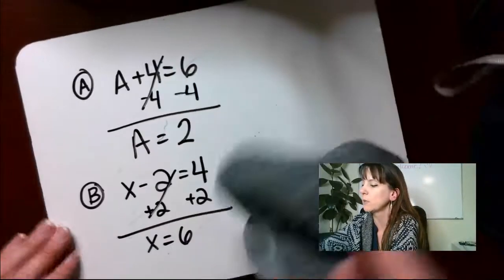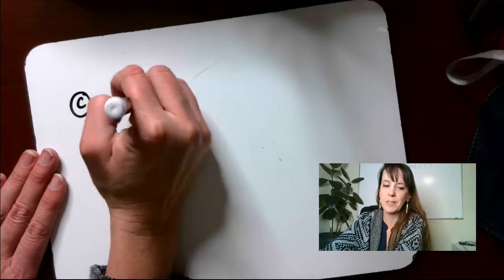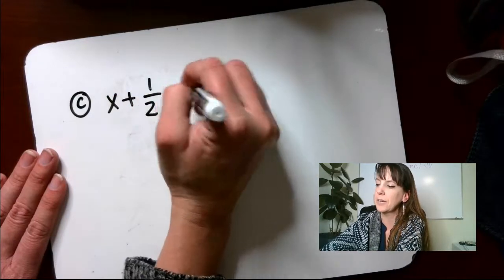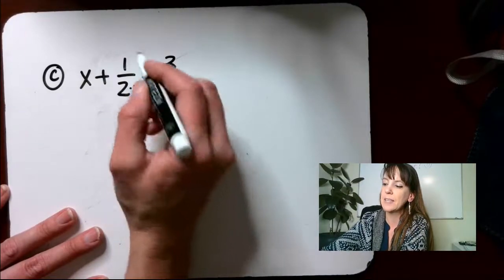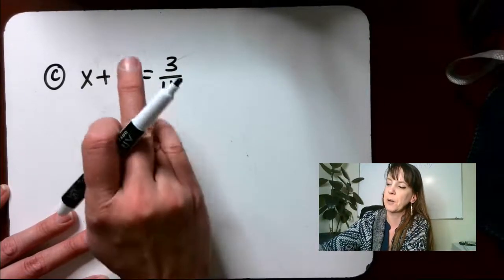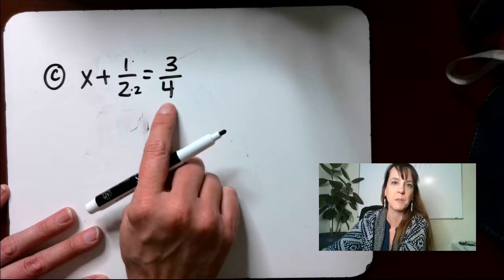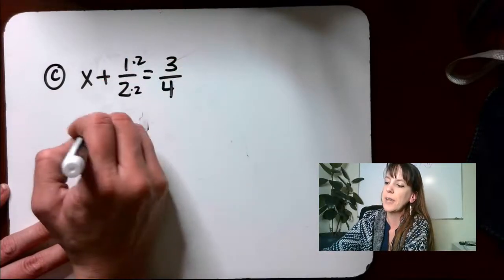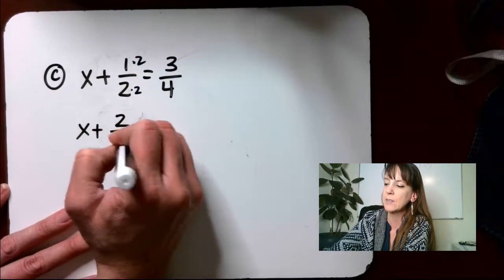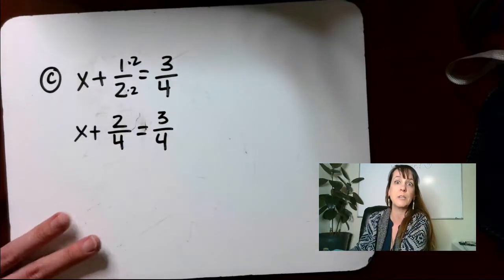All right, let's talk about these fraction ones because those are kind of a pain, right? So for C, x plus 1/2 equals 3/4. We have to have a common denominator here, right? So we're going to make this times 2 because 4 would be our common denominator. You don't want to do 8, where you multiply them together, because then it's too high. So we have x plus 2/4 equals 3/4, and guys, the way I'm writing it down is how you need to be writing it as well.